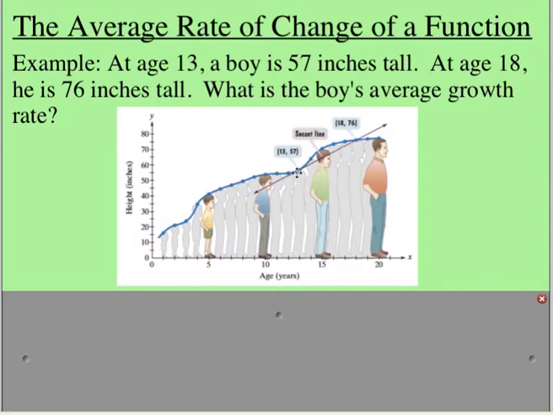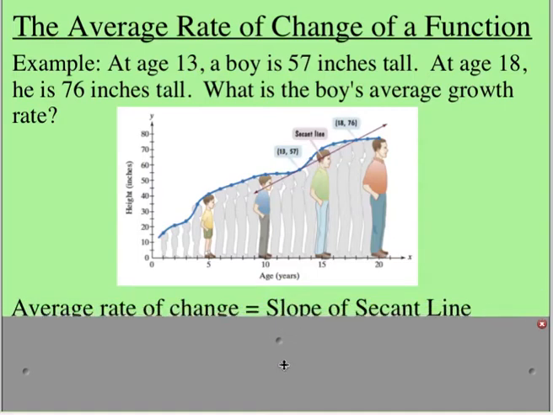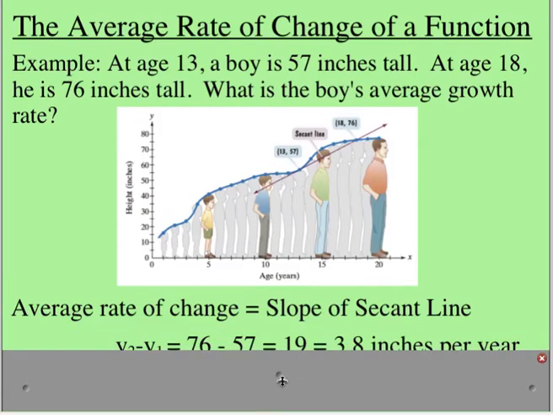So we want to find the slope between 13, 57 and 18, 76. So we're going to use our slope formula, the change in the y's over the change in the x's. And when we do that, we will find the boy's average growth rate.